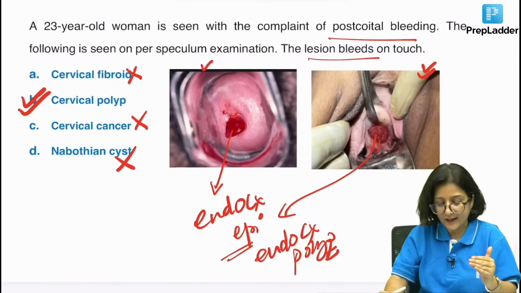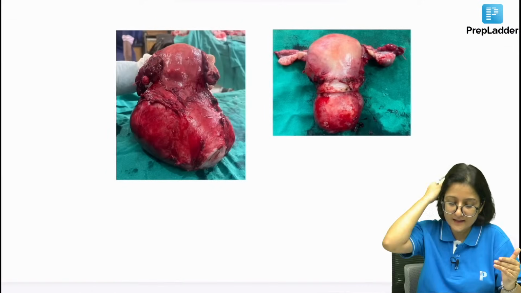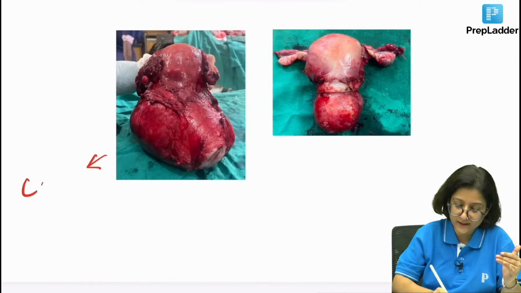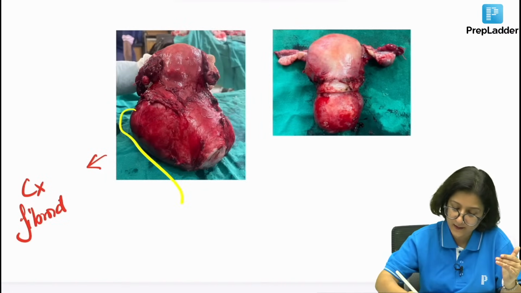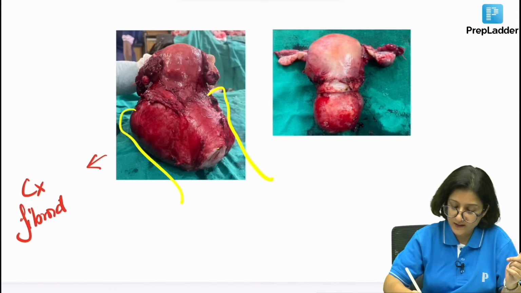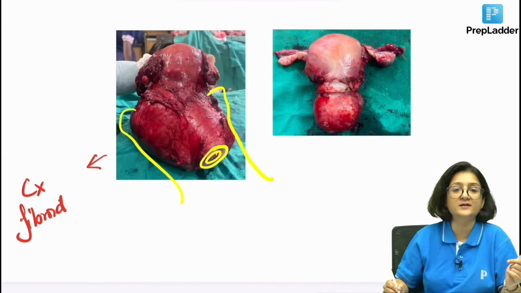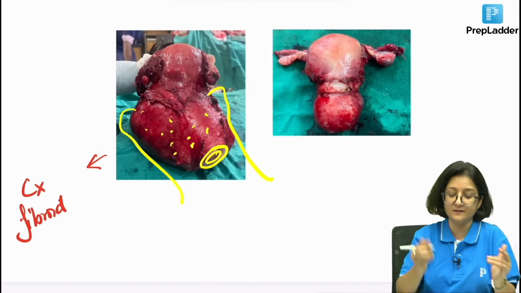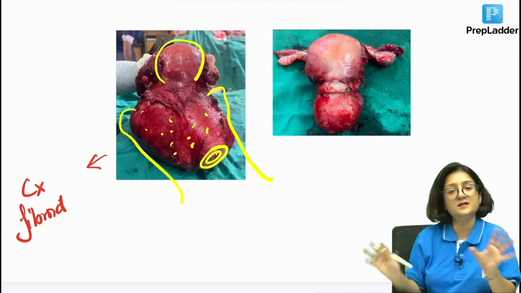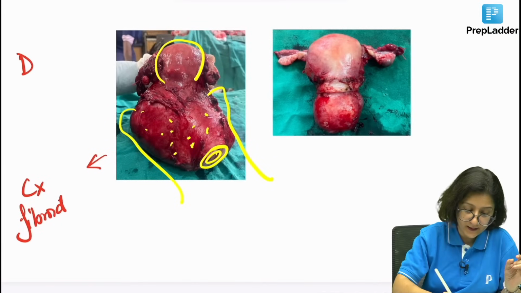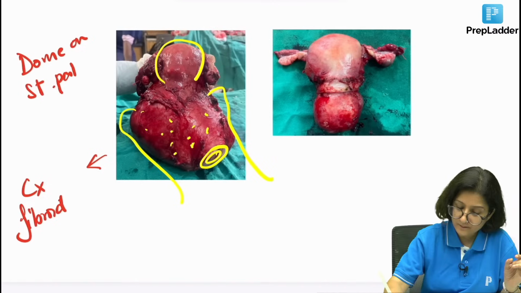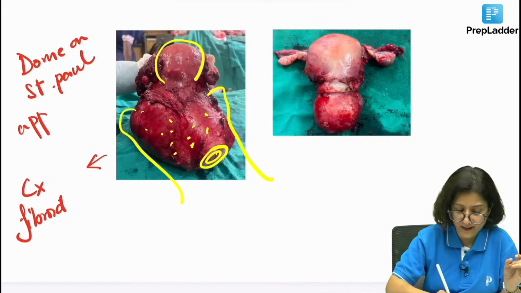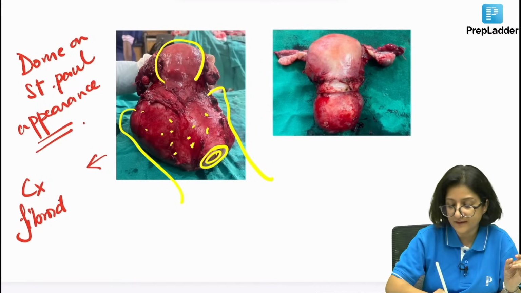Now look at the other options. Here is a cervical fibroid. When we were examining this patient, it was like this. This was her cervix. Can you see? This is the external os. It is coming from the substance of the cervix. This is a huge cervical fibroid and the uterus is small, sitting on top. This is the dome on St. Paul appearance of a cervical fibroid.